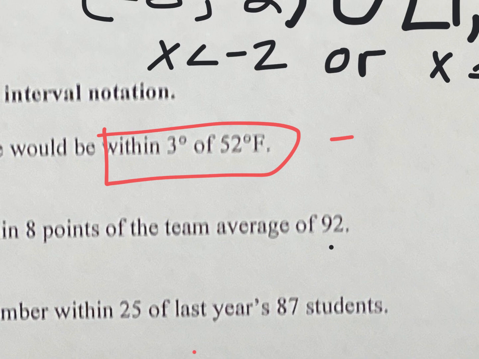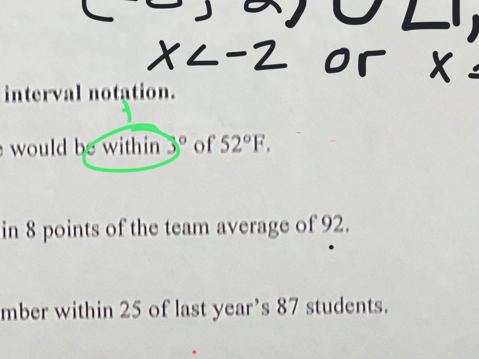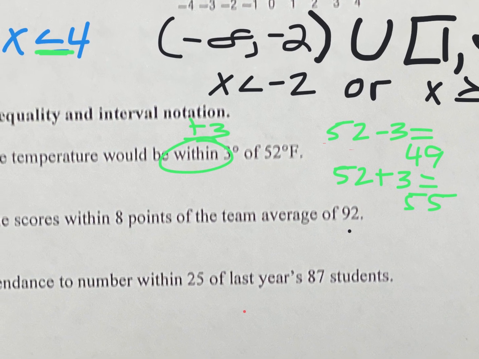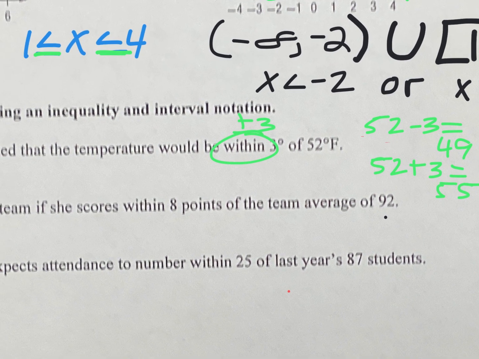It's saying within 3 of 52 means it could be 3 more than 52, or it could be 3 less than 52. So within basically means plus or minus 3. To figure out that range, you'll do 52 minus 3, which is obviously 49, and then 52 plus 3, which is 55. So use those two numbers as what the temperature could be.